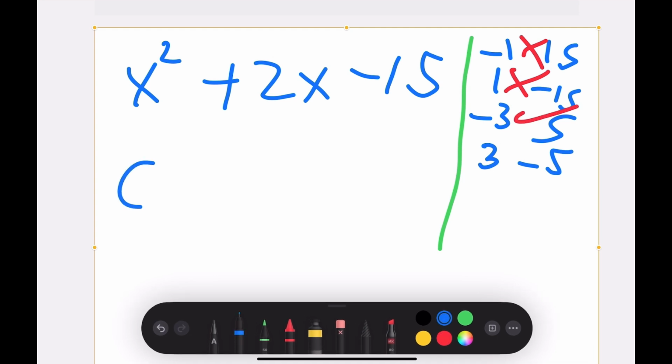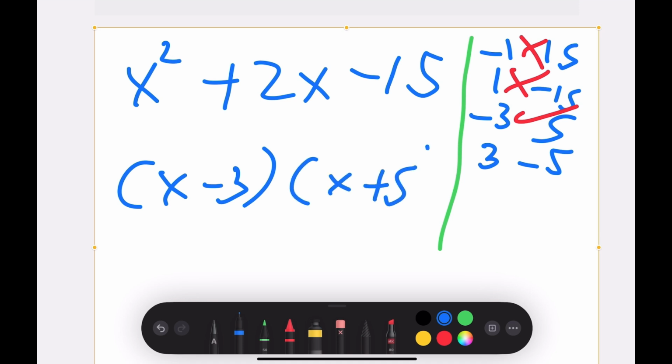So it's going to be x minus 3 and x plus 5. And it doesn't matter which way you write it, it could be x plus 5 and x minus 3, as long as it's -3 and +5. Because -3 multiplied by 5 is -15, and 5 minus 3 is 2, and that's what we wanted. So that is the final answer.